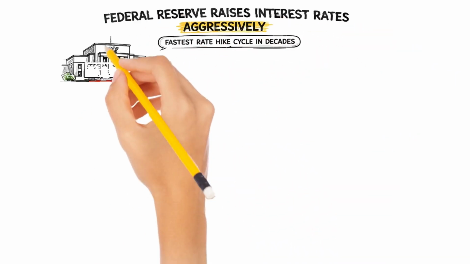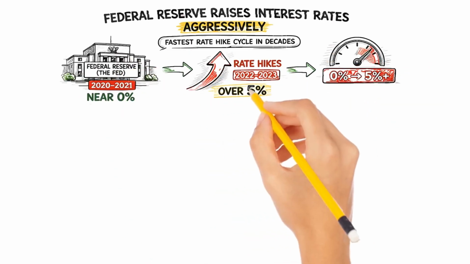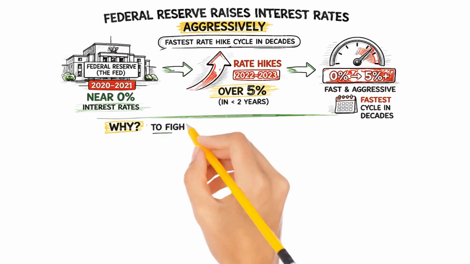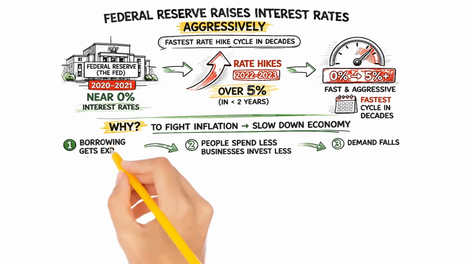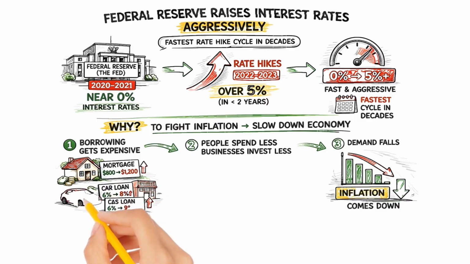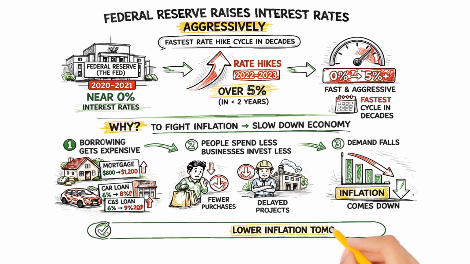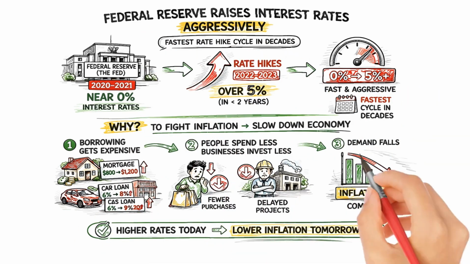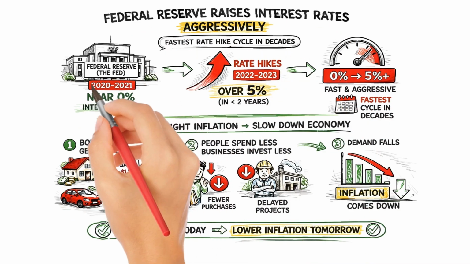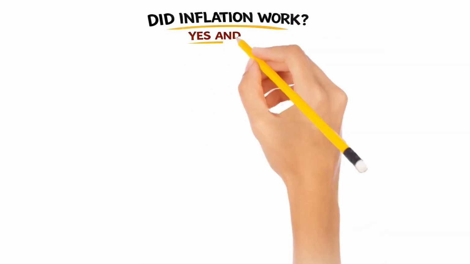The Federal Reserve responded by raising interest rates aggressively, from near 0% to over 5% in less than 2 years, the fastest rate hike cycle in decades. Why? To slow down the economy, make borrowing more expensive, cool demand, reduce inflation. Higher interest rates mean higher mortgage payments, more expensive car loans, pricier business loans. People spend less. Businesses invest less. Demand falls, and eventually inflation comes down.